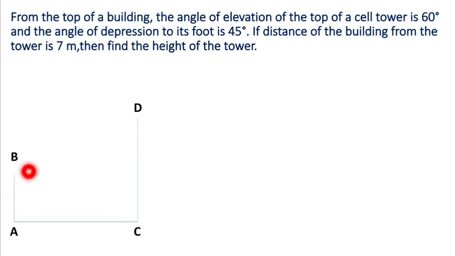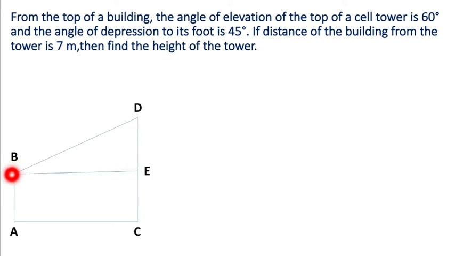Now from B we observe the top of the cell tower. So we join B and D, that represents the line of sight. Just join B and D. And to represent the angle of elevation 60 degrees, we draw a line which is parallel to earth AC. That means we draw a line like this, which is parallel to AC. This line meets CD at some point. Let that point be E.